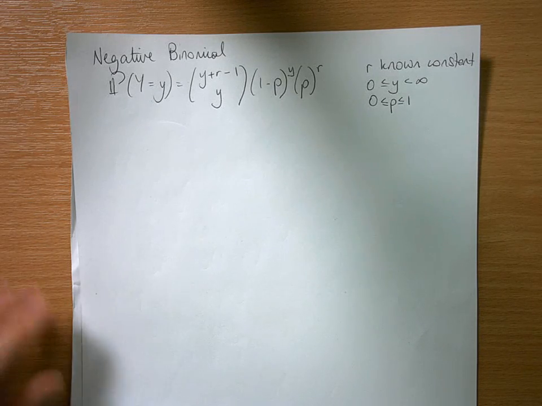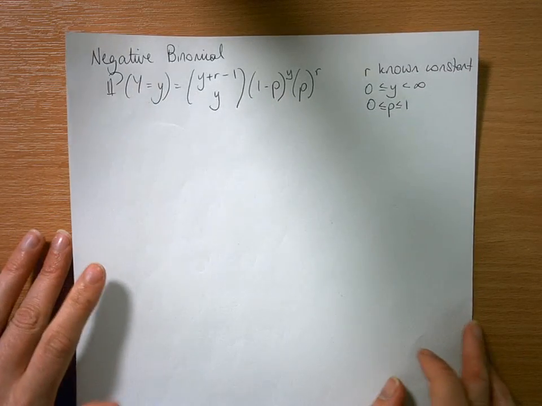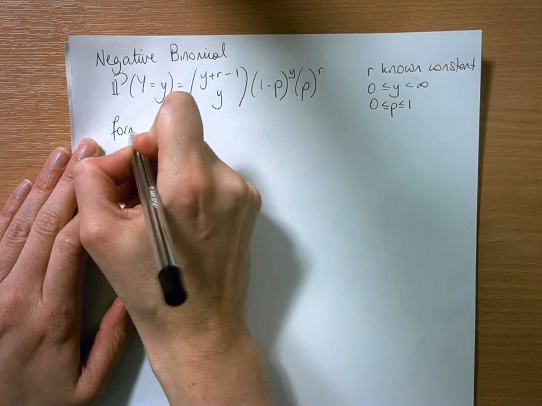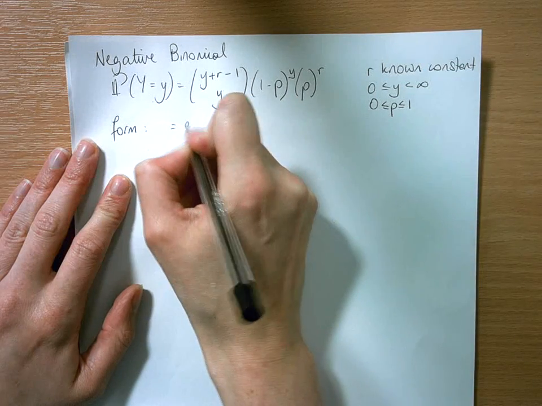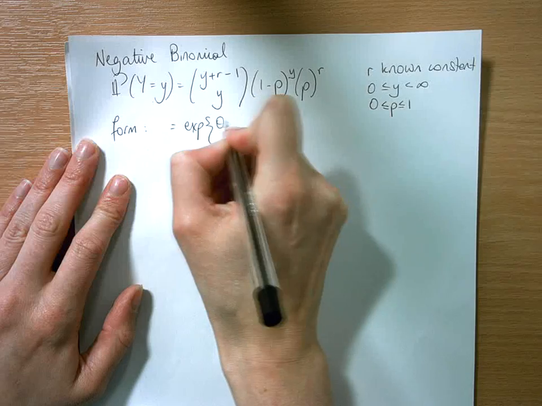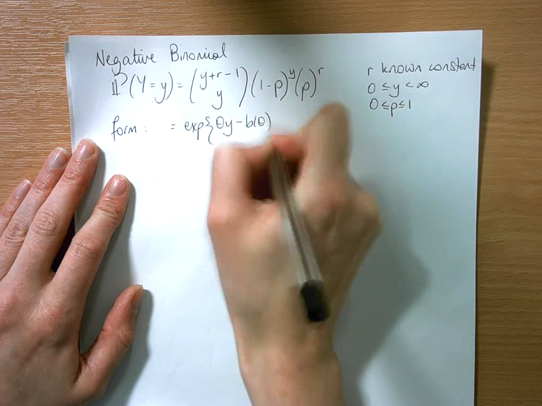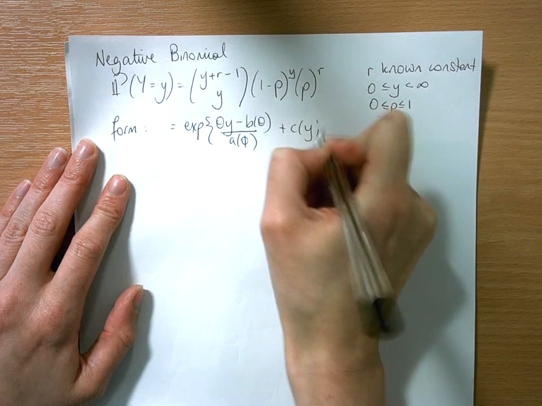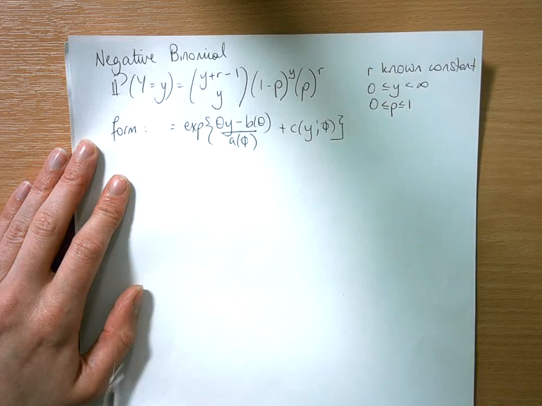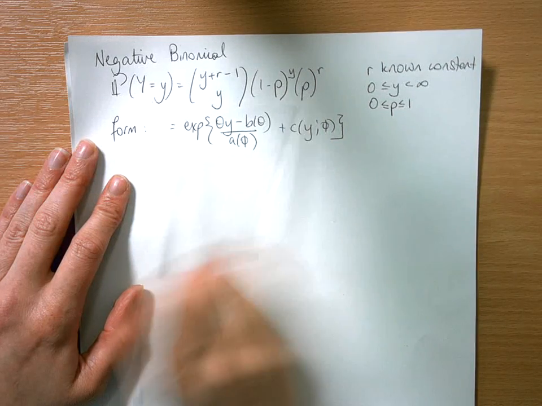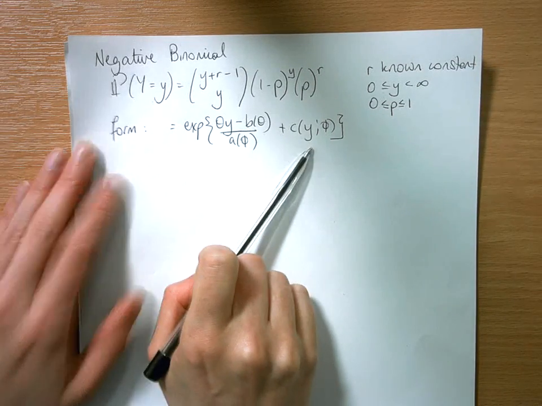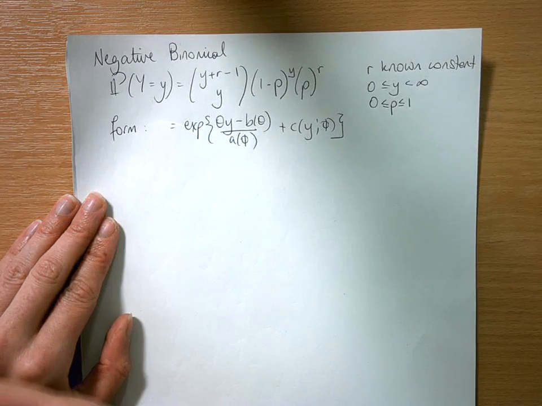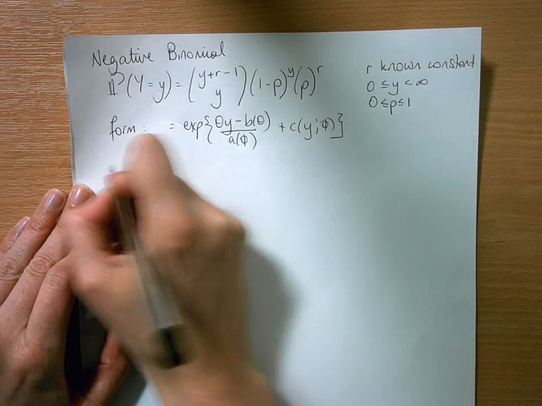so it's fixed as being between 0 and 1. To show something's in the natural exponential family of distributions, we want the form to be equal to the exponential of (theta y minus b of theta) over a of phi, plus c of y and phi. So you want to be able to write this in terms similar to that. As with all of our previous videos, we start with taking logs and then exponentiating. I'm going to do that in one step here.